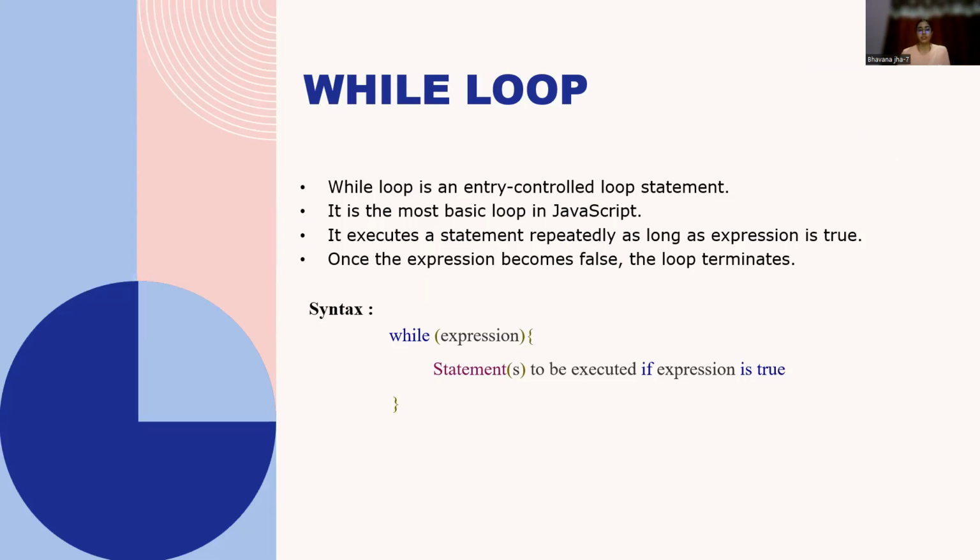The while loop is one of the most basic loop statements in JavaScript. A condition is given, and if this condition is true, then the expression gets executed. If the condition is not true, then the loop gets terminated. Here we initialize the variable, then we check the condition, and if the condition is true, the increment or decrement happens in the while loop.